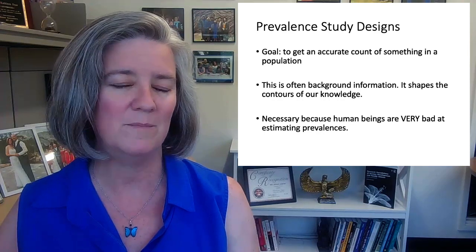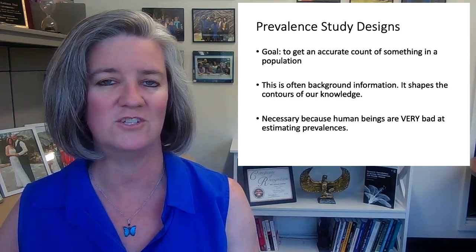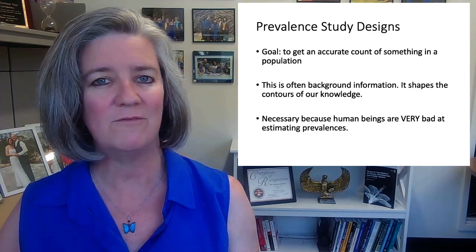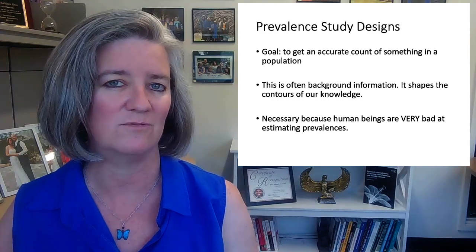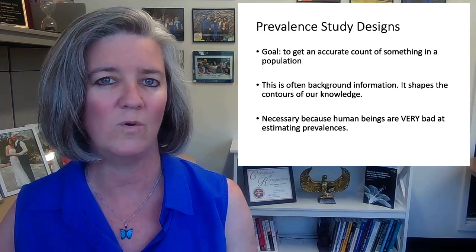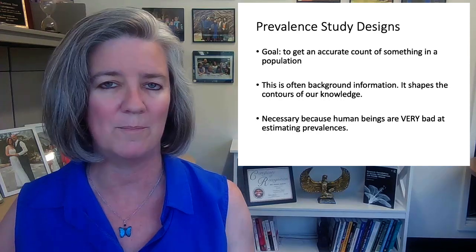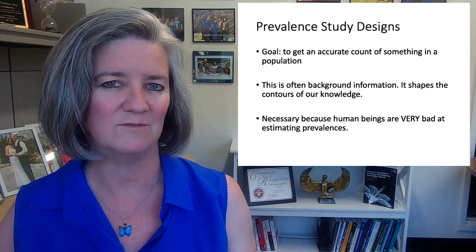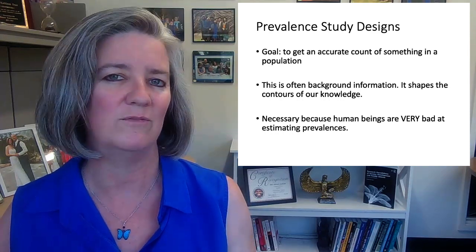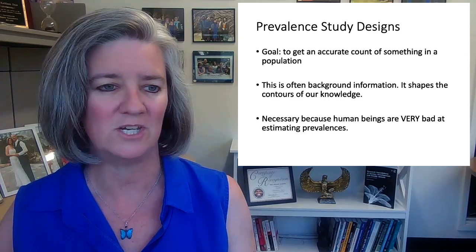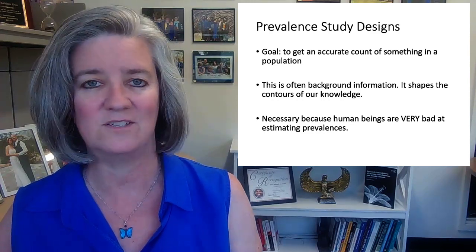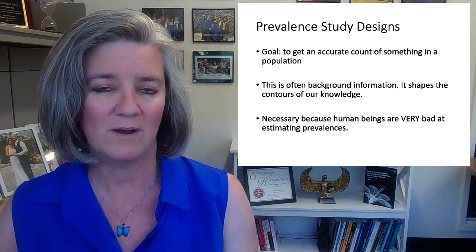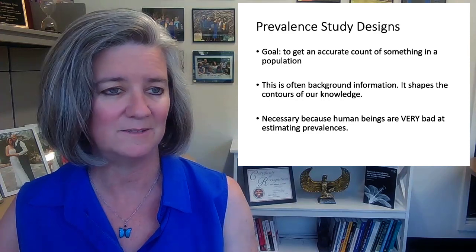What they both have in common is that their goal is to essentially get an accurate count of something in the population. This information is often in the background. It sort of sets the stage for the issue we want to talk about. So we might want to know what the divorce rate is and if it's going up or down because we want to investigate something about the process of divorce. But the rate itself is important background information, and we need to have research in these areas because human beings are really, really bad at estimating prevalences without the help of science.